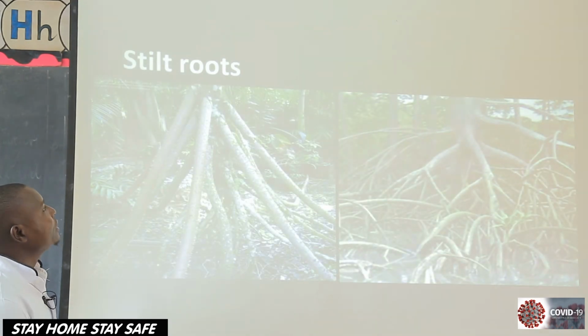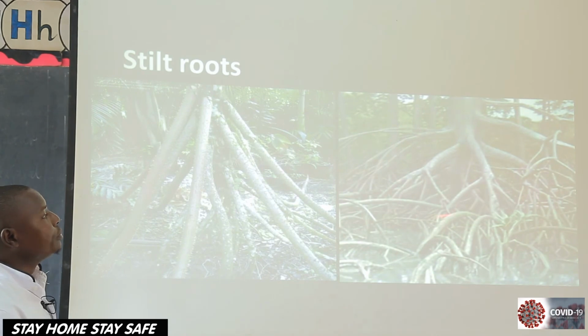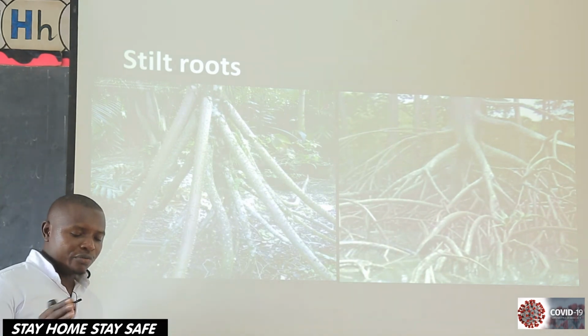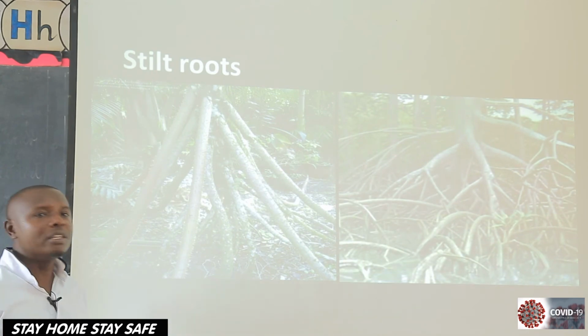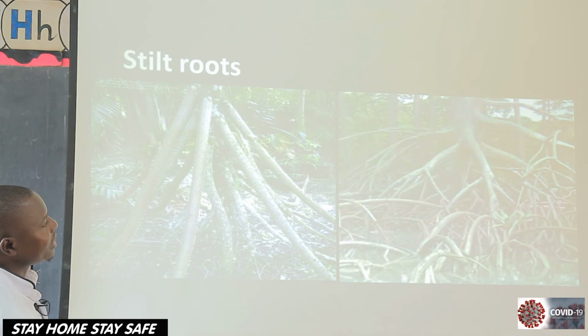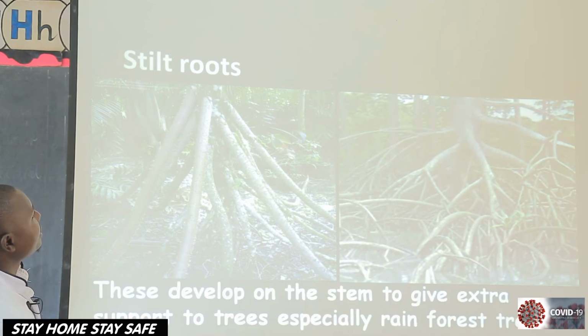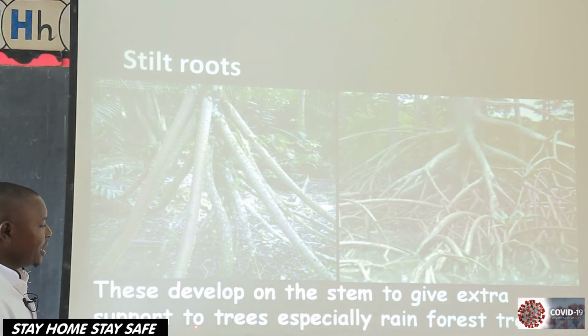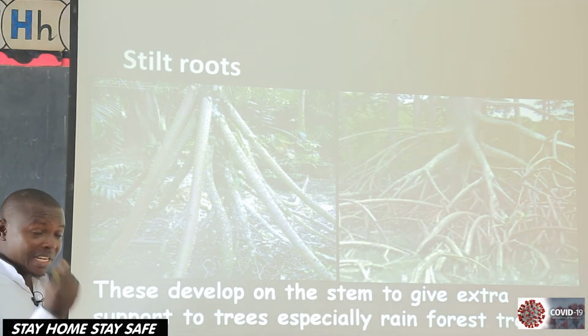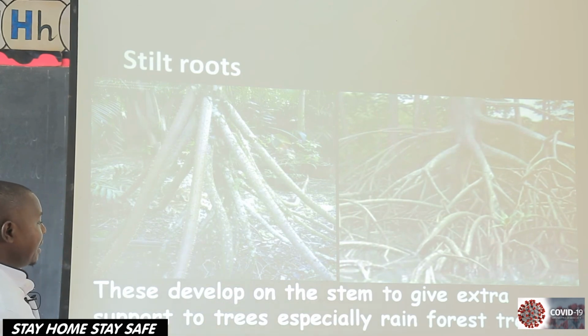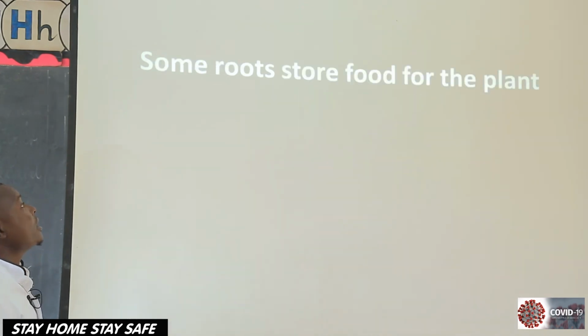Yes. We have another group of roots, adventitious roots, that are stilt roots. Stilt roots. These ones also grow in the swamps. Yes, they grow in the swamps, and they develop on the stem to give extra support to trees, especially rainforest trees, like those trees that are in Mabira forest. Some of them have got the stilt roots to give them extra support.